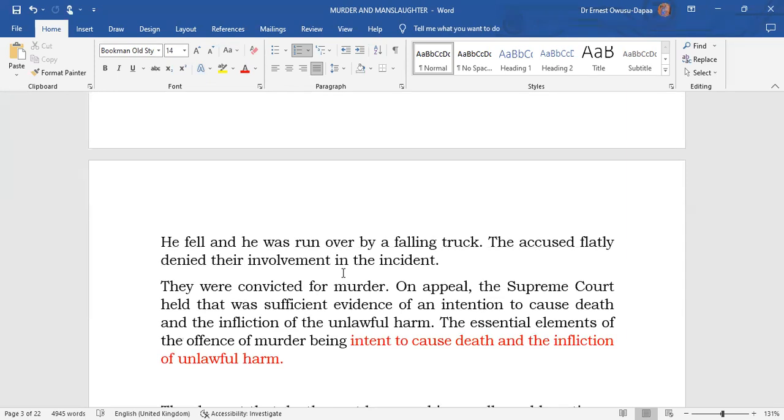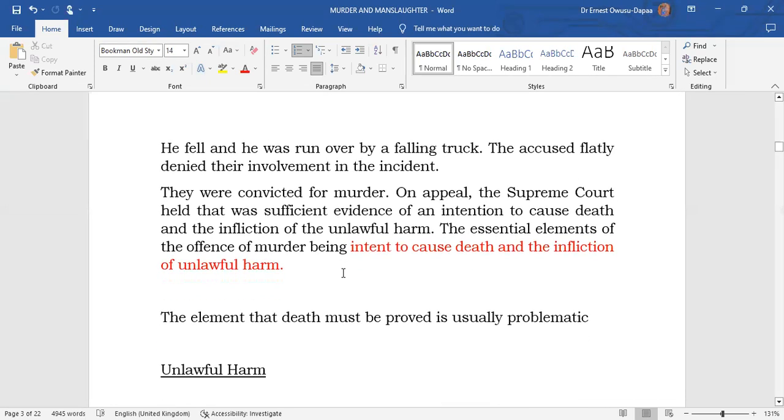And eventually, when he was arrested and being tried, he denied involvement in the incident. He was nevertheless convicted for murder, and he sought to challenge his conviction right up to the Supreme Court. And the court was of the view that, having regard to the whole set of facts, there was sufficient evidence of intention to cause death and infliction of unlawful harm. And for that matter, death had occurred in the circumstances of the case, as it were.